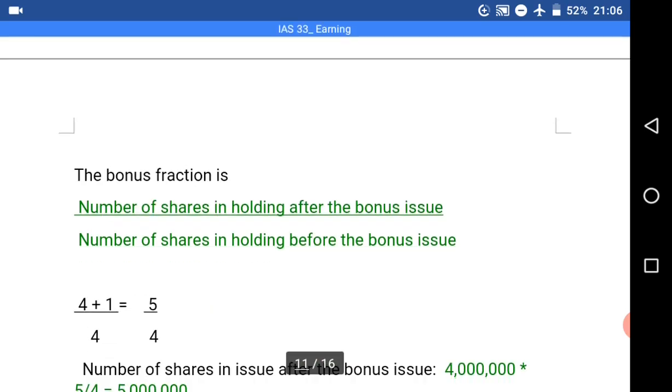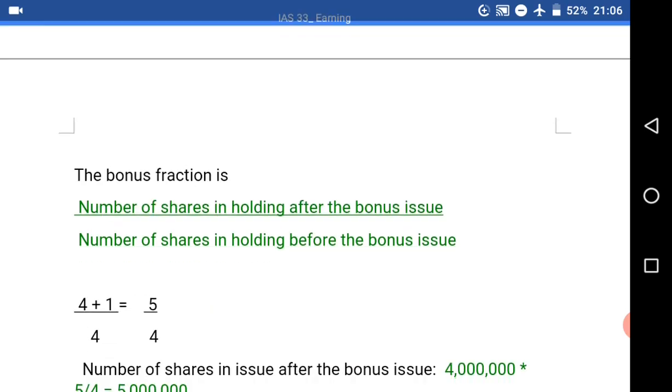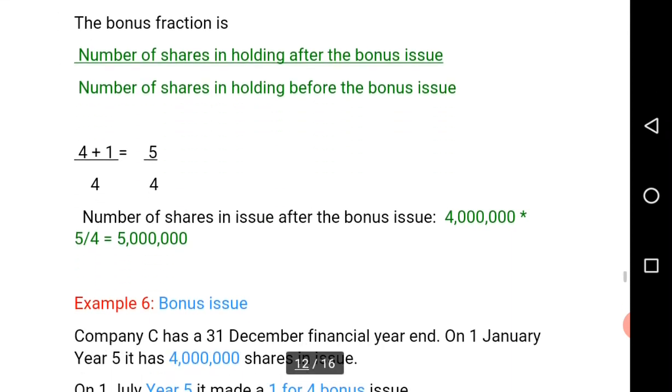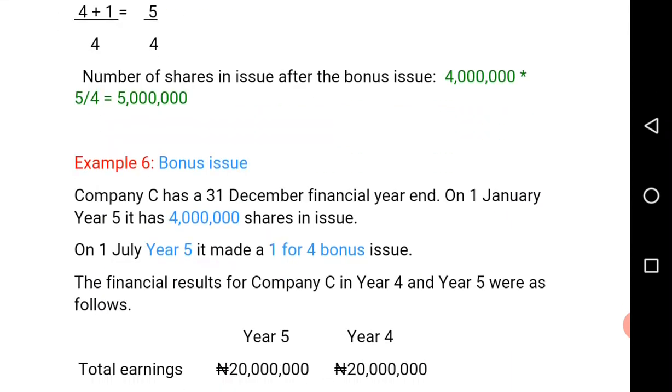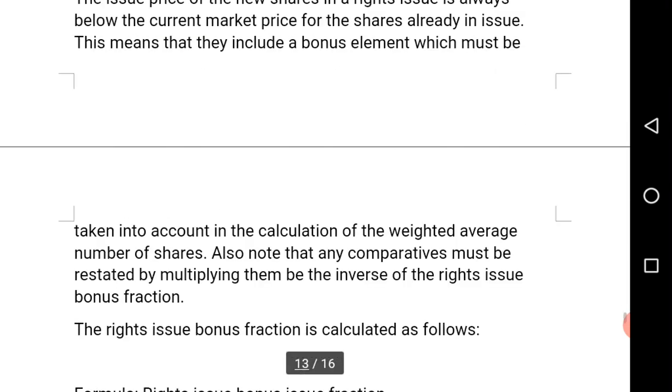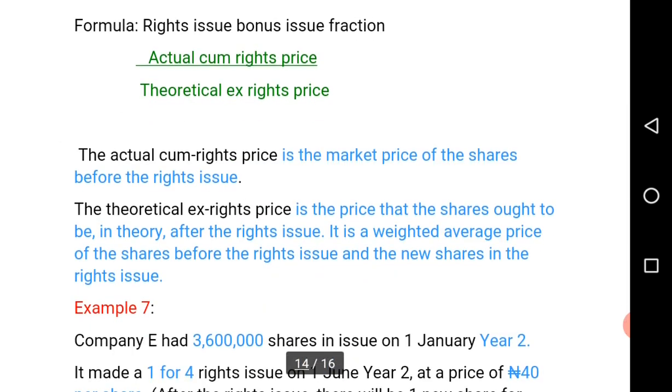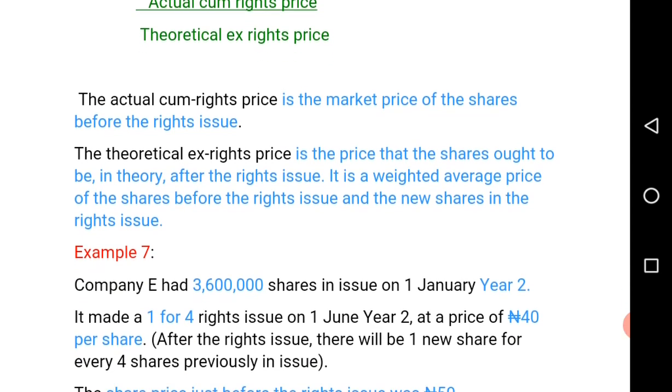The former here is after divided by before. Now we have before over after for rights issue, after over before for bonus issue, to get their fraction. But in theory, as the denominator here, we'll be looking at what that theory is and how to calculate it in theory.